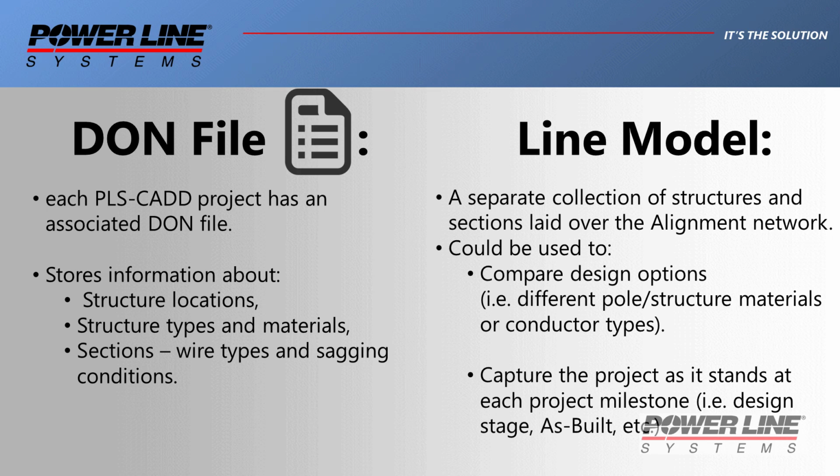The second concept is the line model or line element. This is a collection of structures and sections that are laid over the alignment network. You can have multiple line models saved within a single DON file. When we talk about merging projects together, we will initially merge the DON files together into one project, and then we will merge the separate line models together to make sure that we have a single line model in our project.